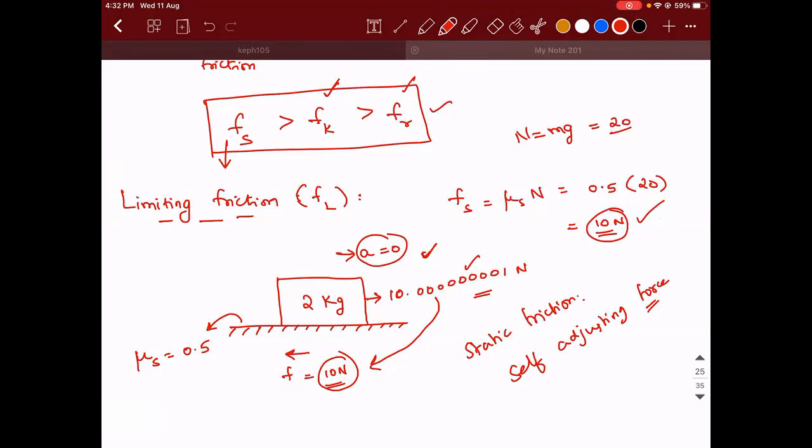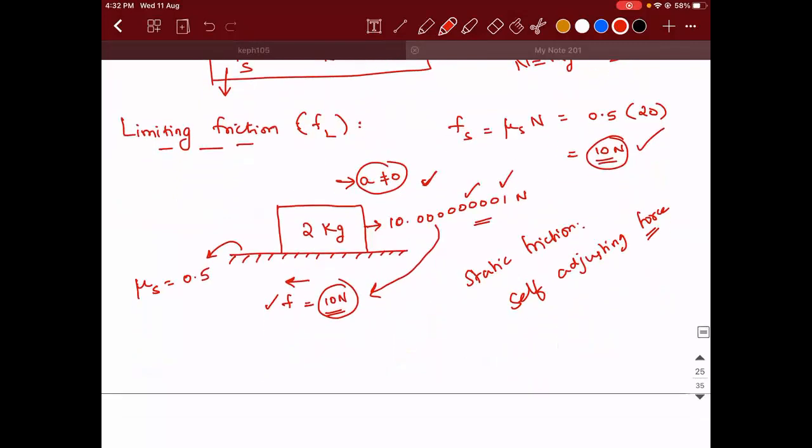Okay. Now the question is, you can ask me. Tell me. Sir, would the object move if it is 10.0001? Yeah, now it will move. Now acceleration is not equal. Okay, sir, why is it moving? It is because now there is a difference. Now there is an unbalanced force acting. It will start moving.